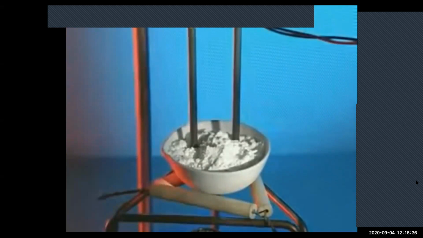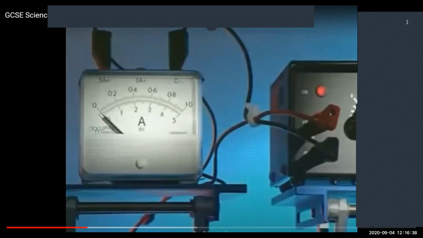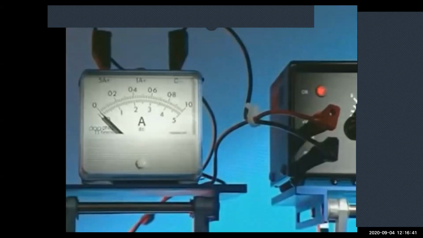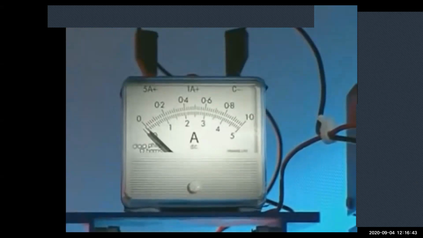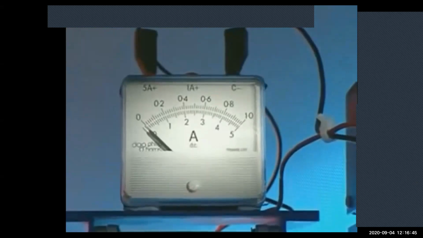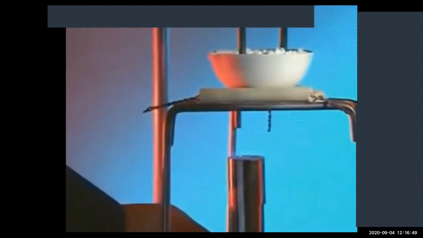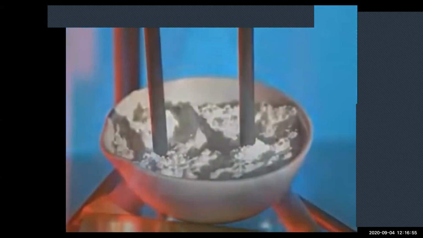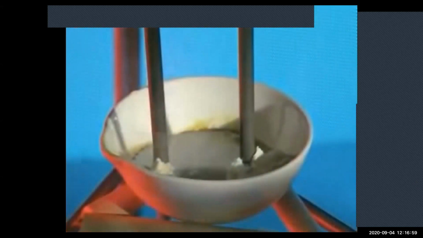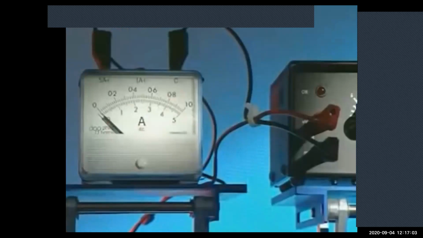Lead to bromide, okay? Switch on the power supply, and nothing happens. The ammeter reads 0. Solid lead bromide doesn't conduct electricity. It needs to be molten. Lead bromide melts at 370 degrees Celsius. Switch on now, and a current flows.